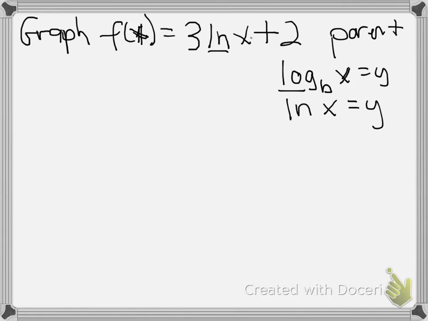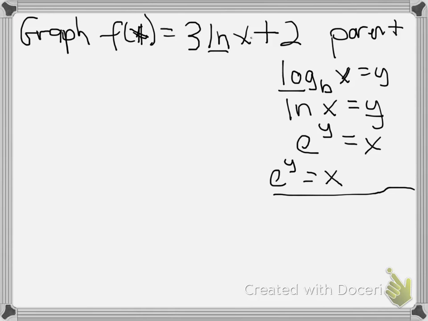And just like in the last two examples, we're going to change this parent into exponential form so that we can easily pick some points and graph it. So for ln, the base is e, the exponent is y, is equal to x. So now let's draw our t-table. X is equal to e to the y. And again, just like the other two examples, we're going to pick y's and get x's. So we'll pick 0. Again, anything to the 0 power is 1.